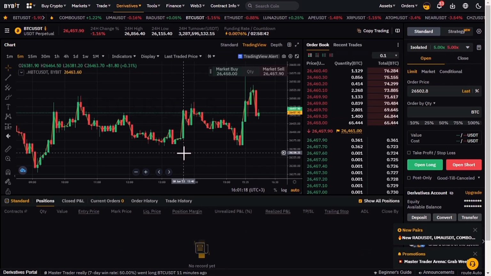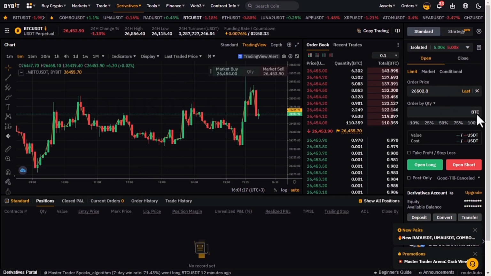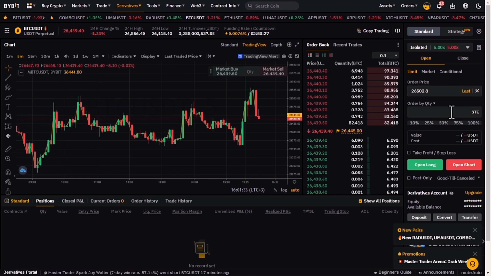Okay, the next thing, which is really important, and this is the part that we mostly want to work with, is this part over here, and this is our trading panel. Let's talk about different types of orders. First, limit order. What is a limit order? Let's get familiar with the concept of maker and taker.